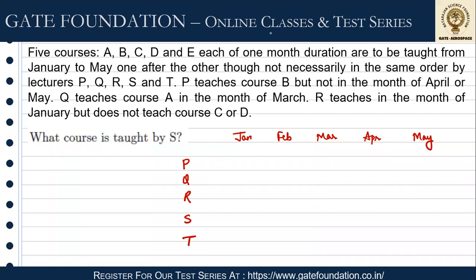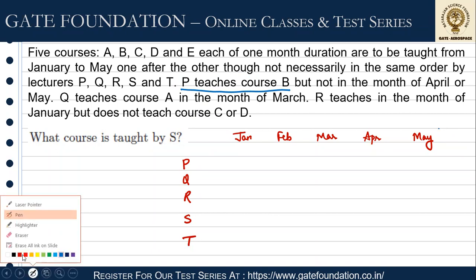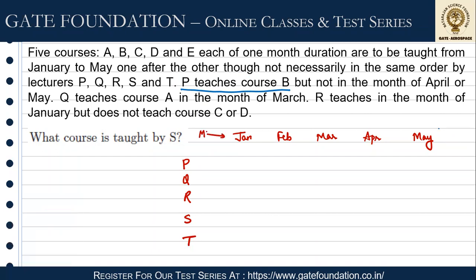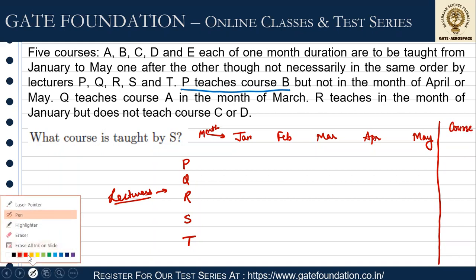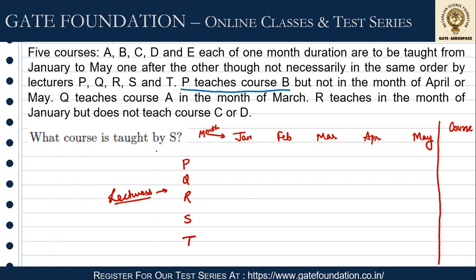Now the data has been given. Let's try to analyze this. P teaches course B. I'll create one more column about which course has been taken. So this is month, this is lecturers, and at the end we will have the course they are taking. P teaches course B, which is the first one, but it's not in the months of April and May. So he is not going to teach in April and May.